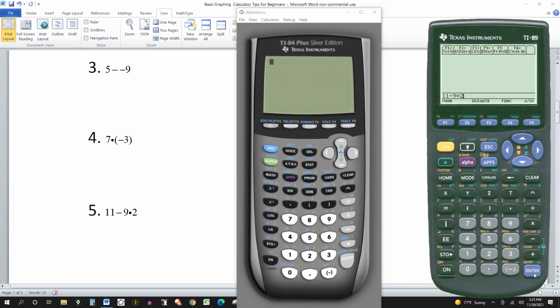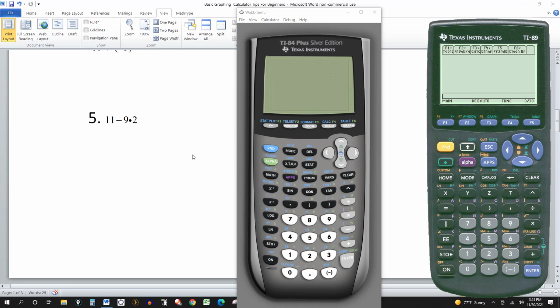So hit enter. Again, it goes 2 times 9 is 18. So that becomes 11 subtract 18, which gives me a negative 7. And of course, this one works the same way: 11 subtract 9 times 2. So the calculator is not going to make a mistake. It'll only make a mistake if you enter the values incorrectly, like not putting parentheses where you're supposed to. So clear this here. Go to the next one.